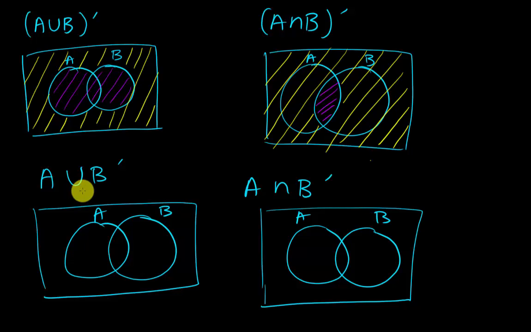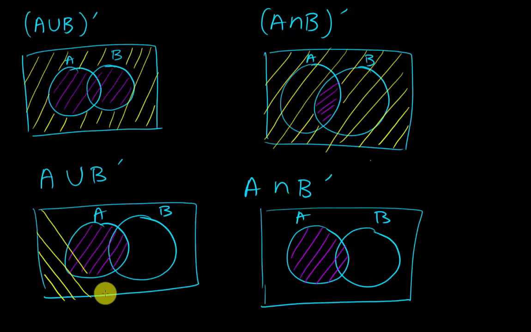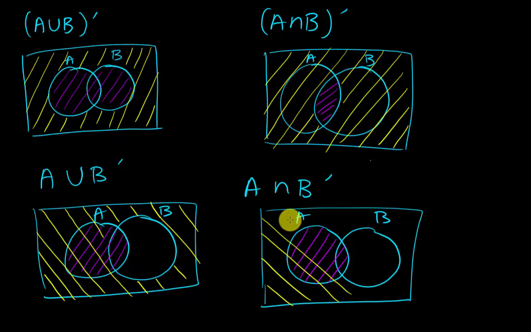If A, what you will do is sketch everything of A. B complement, I will sketch everything outside of B. B complement means everything outside of B. Doesn't it mean I cannot touch B? So here I will do the same, B complement. I will sketch everything outside of B.